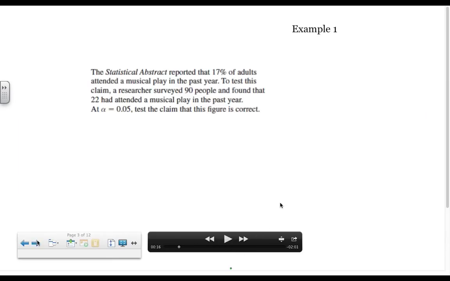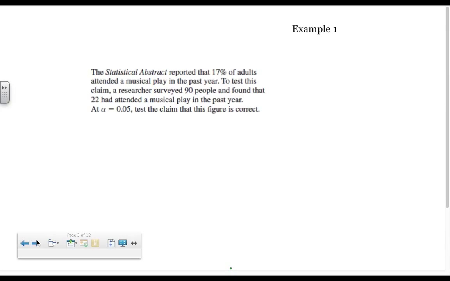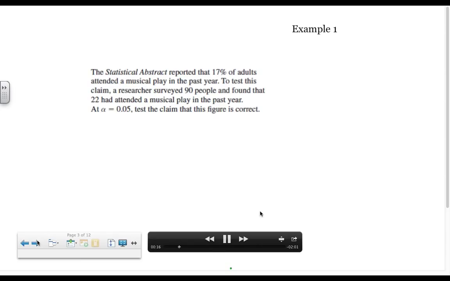So let's look at an example. A statistical abstract reports that 17% of adults attend a musical play each year. To test this claim, the researcher surveyed 90 people and found that 22 had attended a musical play in the past year. At alpha equals 0.05, test the claim that this figure is correct. So basically you're going to say, well, what if it's not correct? So we're going to set up, first of all, a two-tailed test.